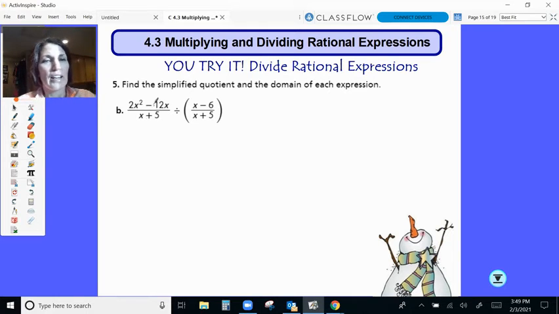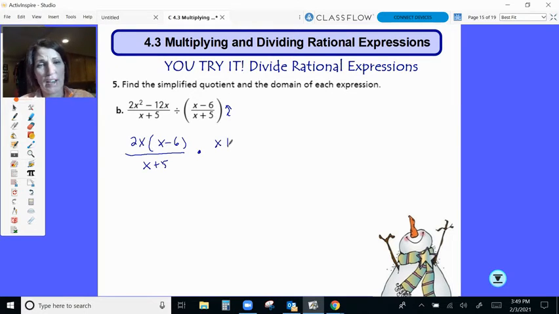Okay, so we're multiplying again. So I'm going to go ahead and factor out a 2x up here on top. It's going to leave me with an x minus 6 over x plus 5. I'm going to multiply by, after I flip this upside down, x plus 5 on top and x minus 6 on bottom.